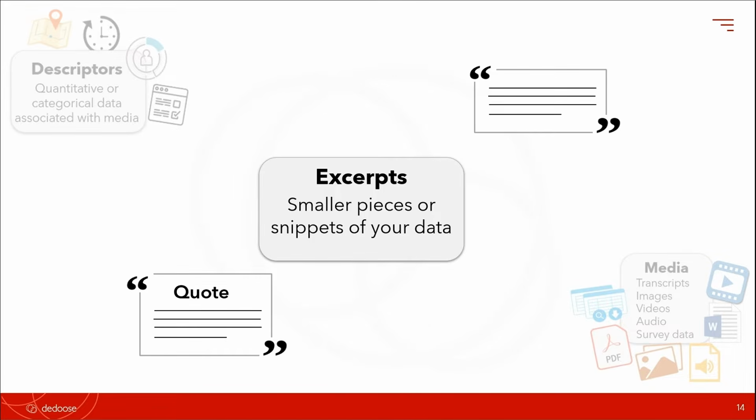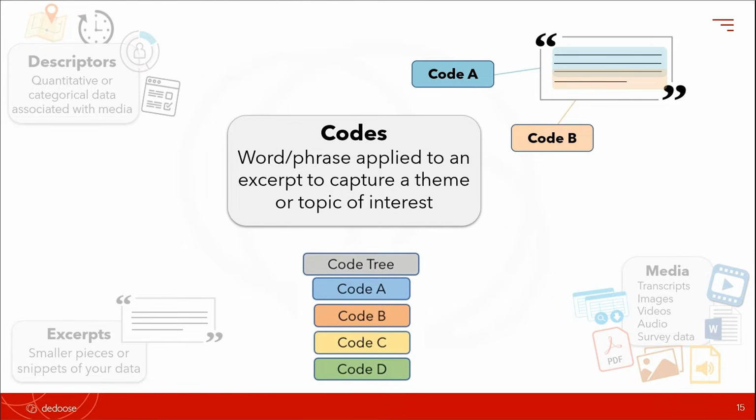Excerpts refer to any smaller pieces or snippets of your data that you're flagging as significant to your study. So this could be a quote or a passage from an interview or document, maybe a portion of an image or a small video clip. All of those would be classified as excerpts that you can then attach codes to. So a code is simply a word or phrase that you're creating to capture a specific topic of interest in your study.